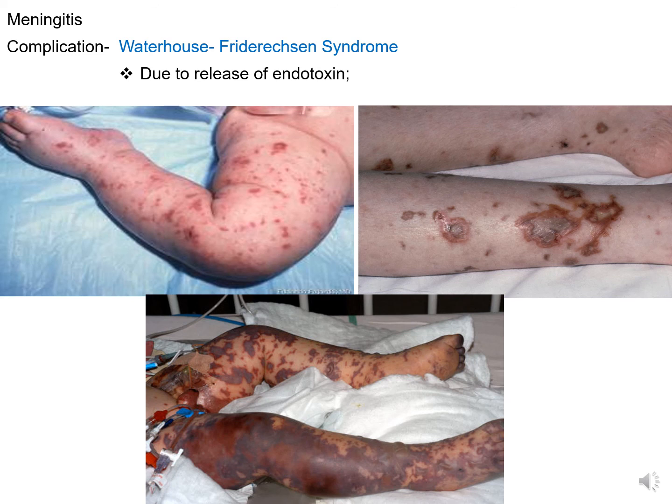Now, remember, this can happen with both forms of the gram-negative bacteria that produce this disease. So that's Haemophilus as well as Neisseria. And you can see why this is so deadly.